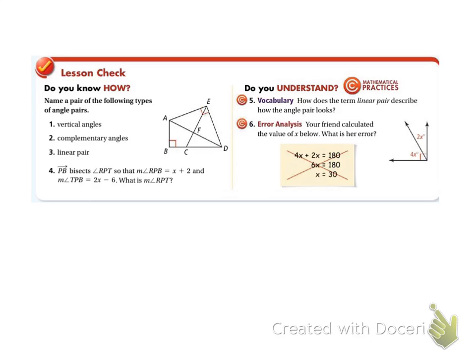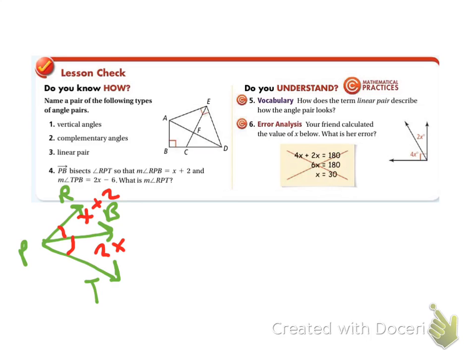And we can look at number 4 on our lesson check. So I'm told PB bisects angle RPT. PB bisects. So I know that these angles are congruent. And then I'm told that RPB is x plus 2 and TPB is 2x minus 6. And they want to know what RPT is.